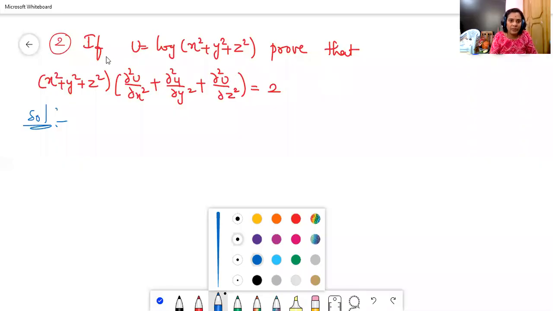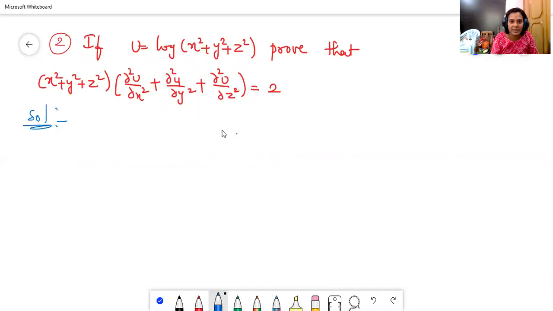The next problem: if u is a function that can be expressed as the logarithmic function of the three variables x² + y² + z², prove that (x² + y² + z²) into (∂²u/∂x² + ∂²u/∂y² + ∂²u/∂z²) will be equal to 2. We can show that LHS is equal to RHS.